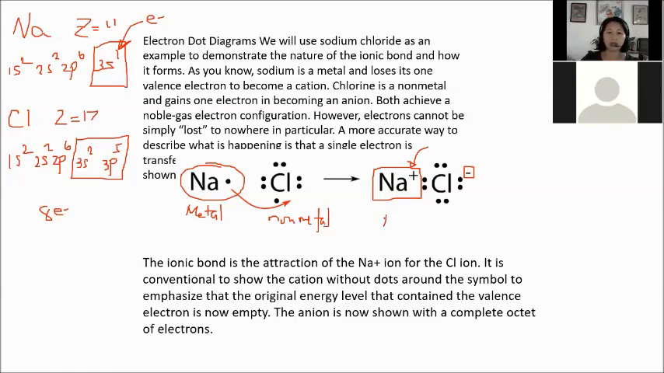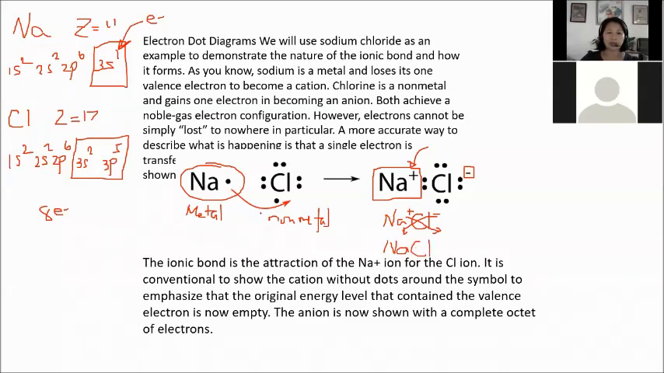Okay? So, after the transfer, Na is now positively charged while chlorine is negatively charged. For the formula, if you don't see a number, it means 1. No number on top means plus 1 and minus 1. And then, we criss-cross that. The superscripts of Na and Cl become the subscripts. Now, since it is 1, you won't see a number as subscript in the NaCl formula.